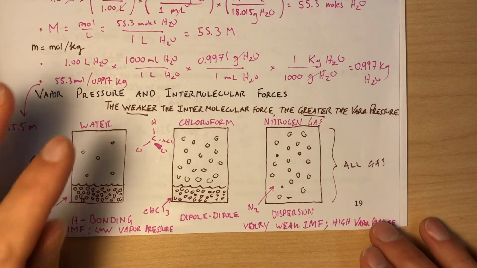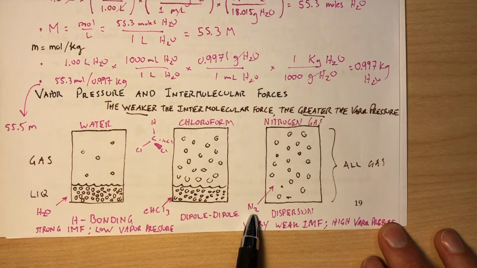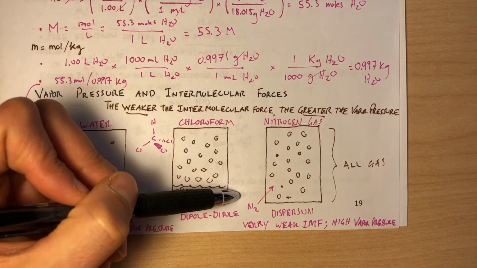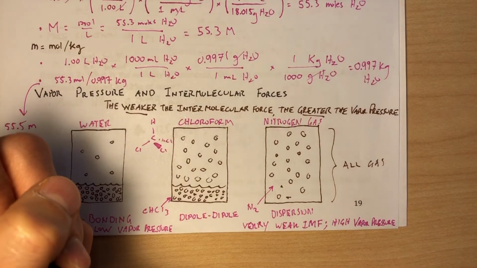And then finally, we go to an example of the weakest intermolecular force, which is dispersion forces, which we see in nitrogen gas. This has no liquid phase at all, because this is a very weak intermolecular force, which gives it a very high vapor pressure. Dinitrogen barely sticks to itself at all, so it's all in the gas phase floating around.